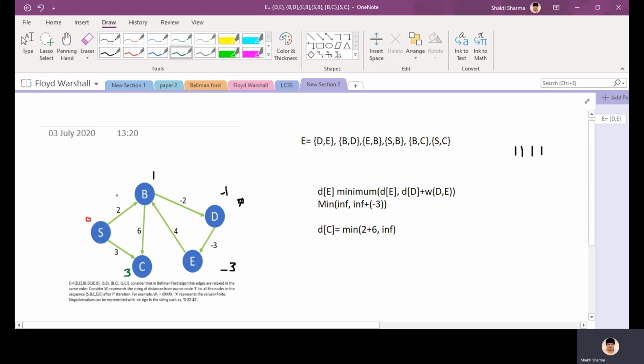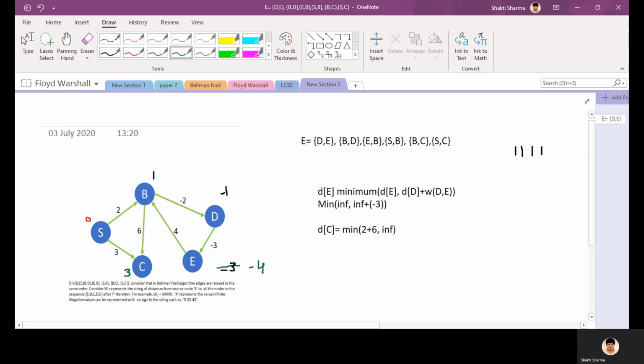So let's see. Relaxing DE here. Okay, so let me rub this. So relaxing an edge DE here. So when you relax DE, it is -1, -3, -4. And now since you are getting an update here, that means there exists a negative cycle in the graph.